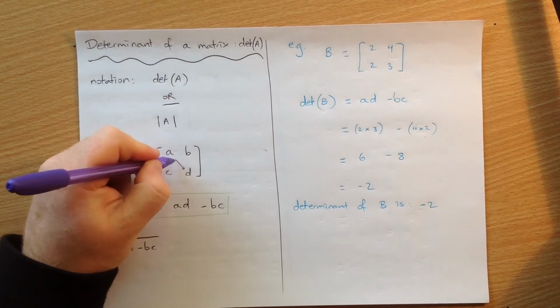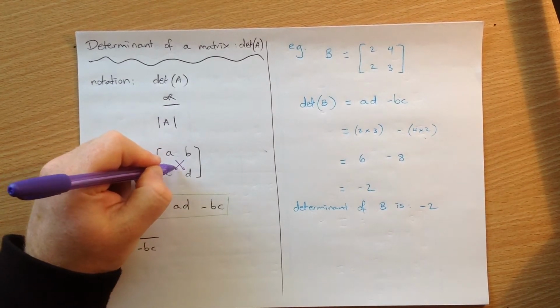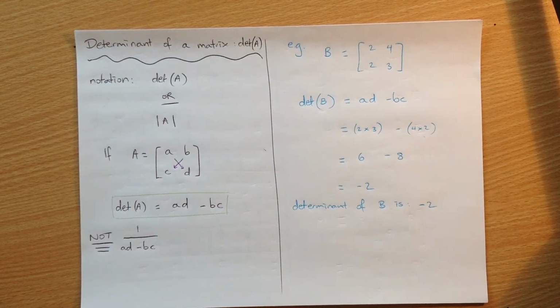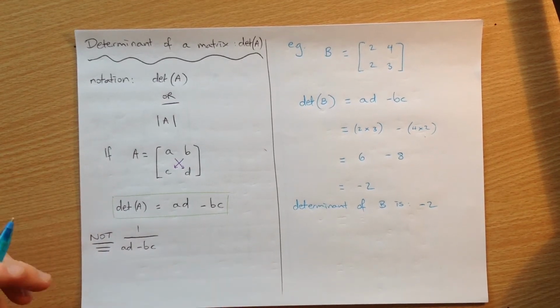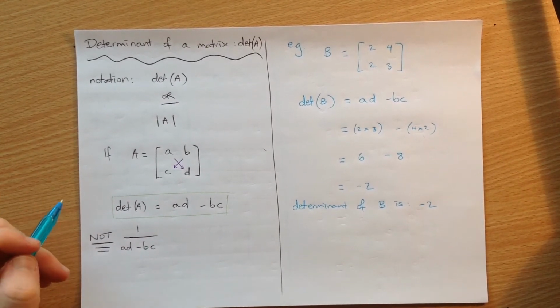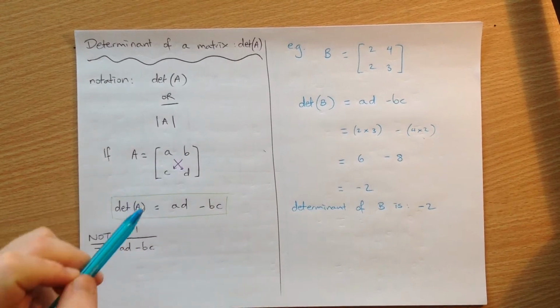A times D minus B times C. You would have seen that in that video that I sent you, and he called them the primary and the secondary or something like that. I've never heard what he's talking about. Nonetheless, A times D minus B times C.